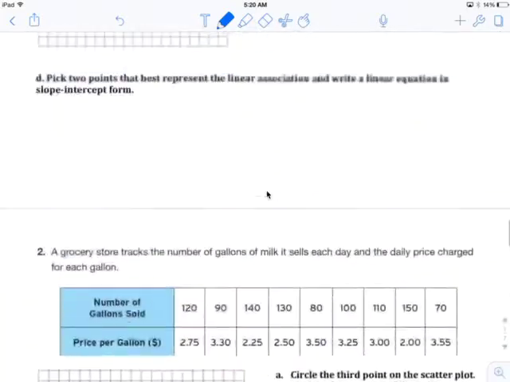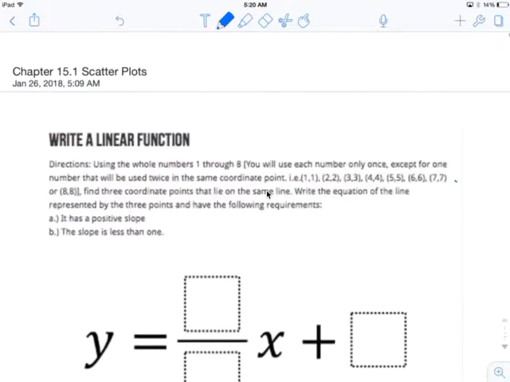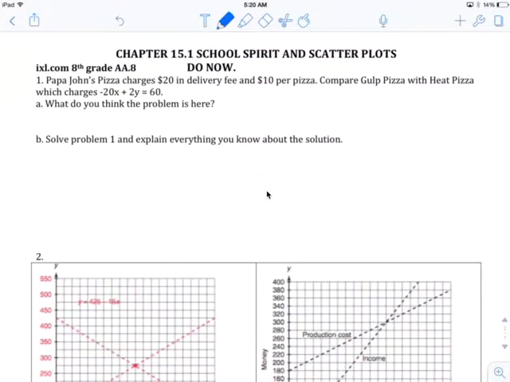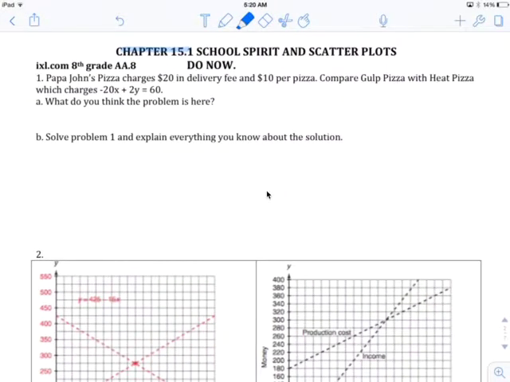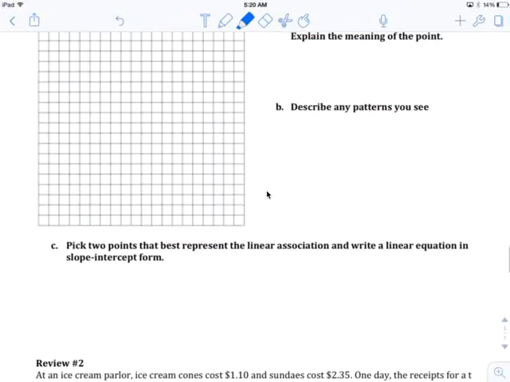Okay, this is your homework. Started out with this. This is it though. Chapter 15.5. That's the old chapter, but we're doing scatter plots. I didn't change it.